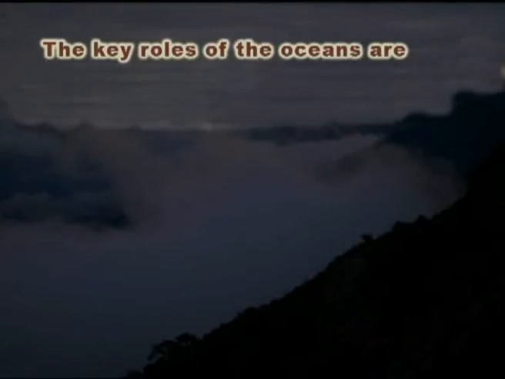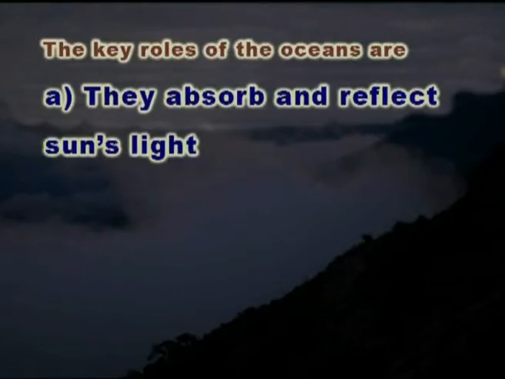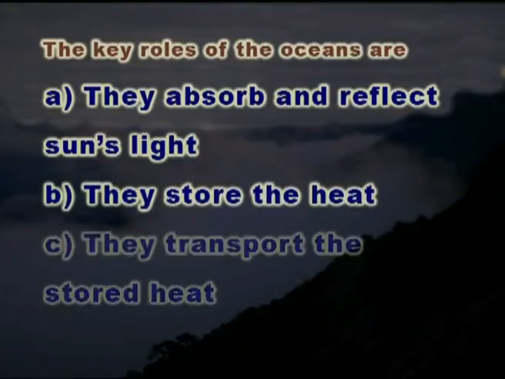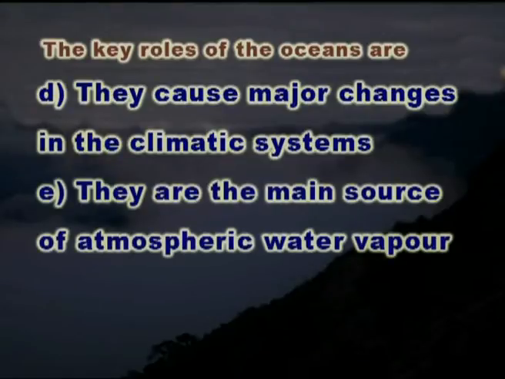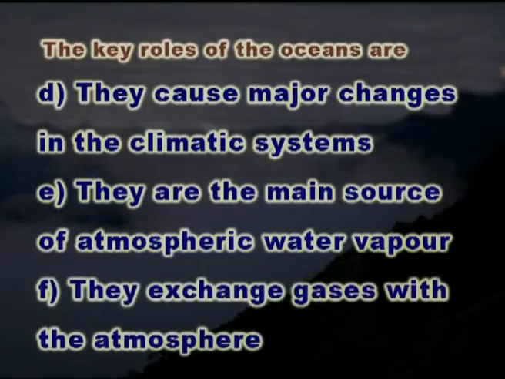The key roles of the oceans are: they absorb and reflect the sun's light, they store heat, they transport the stored heat, they cause major changes in the climatic systems, they are the main source of atmospheric water vapor, and they exchange gases with the atmosphere. Understanding the properties of sea water is inevitable in oceanographic studies. Let us see all these aspects in detail.